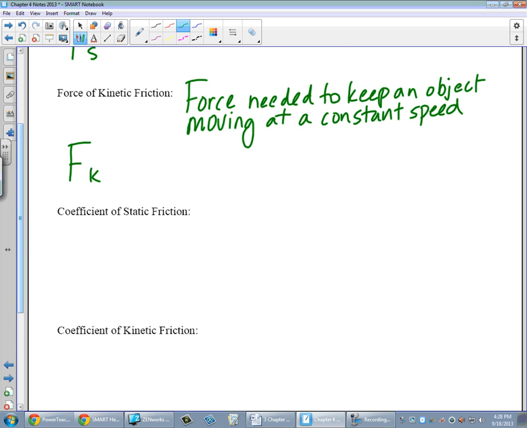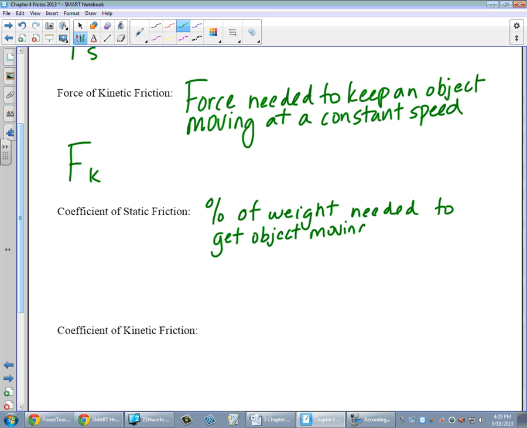The coefficient of static friction is, for an object sitting on a flat surface, the percent of the weight you have to push with to get the object going. And again, this is for an object sitting on a flat surface.